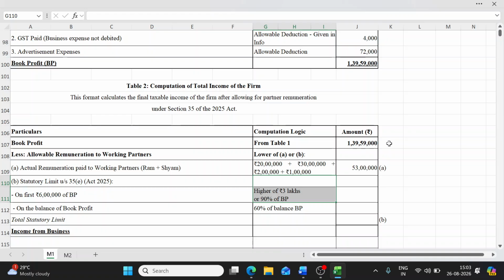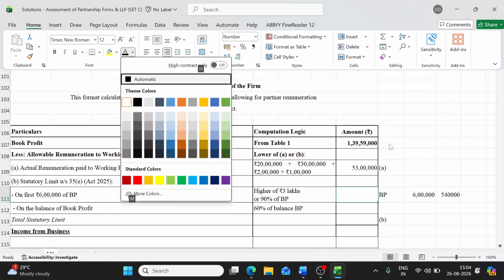For the first 6 lakhs, this is the computation logic. Take the higher of rupees 3 lakh or 90% of book profit. So here we are considering the first 6 lakh rupees of book profit. So 90% on 6 lakh, just multiply this 6 lakh by 90%. The limit is now 5 lakh 40,000, and we have to take the higher of 3 lakhs or 90% of book profit, that is 5 lakh 40,000. So higher between 3 lakhs and 5 lakh 40,000 is 5 lakh 40,000. So we will take here 5 lakh 40,000.